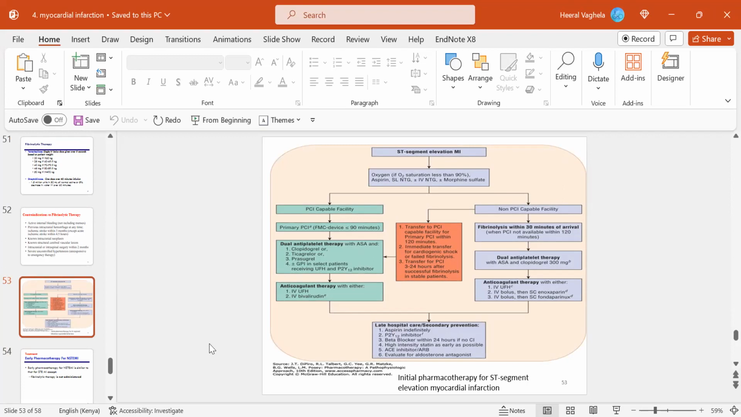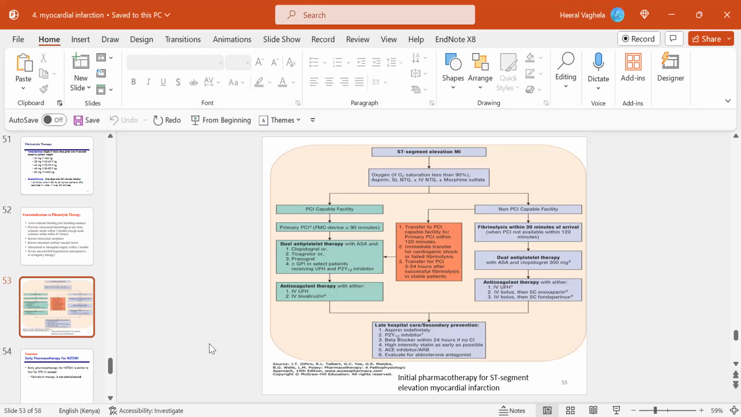Then because there's a crescendo of pain in this, a pain in ascending order, I think morphine to reduce the pain will also be essential. Then nitrates, then nitroglycerin. Yes, thanks.